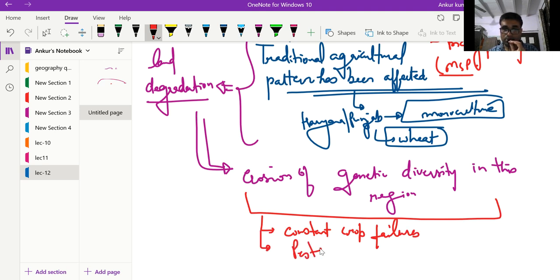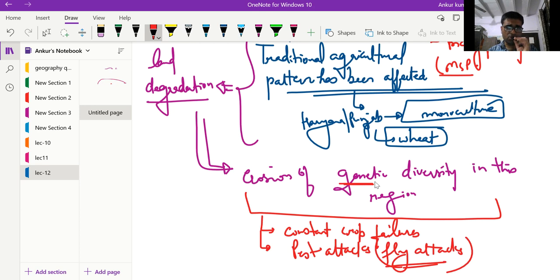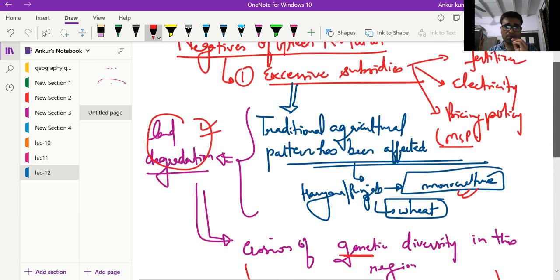pest attacks like the fly attack, and many other. So this big region became very prone to crop failures, genetic diversity got eroded, then monoculture was adopted, because of which the land got degraded. Okay, these were all the negatives of the green revolution.